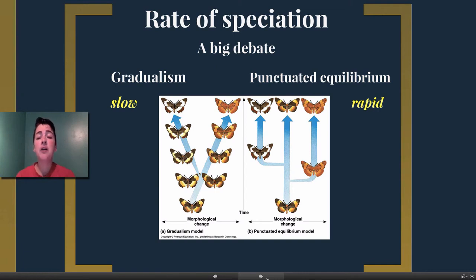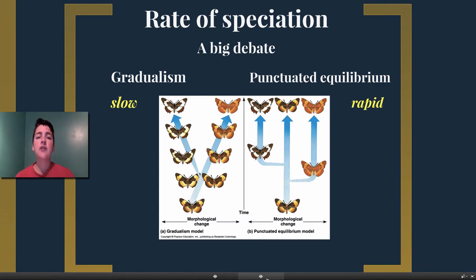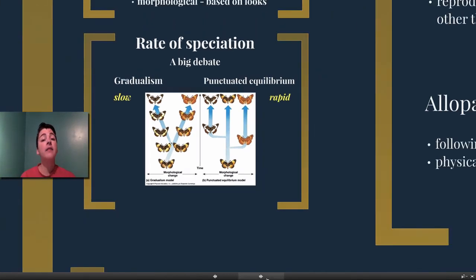Then we have punctuated equilibrium. Punctuated equilibrium is a little bit more rapid in its process, where there are big events that all of a sudden change the organism into a new species. This is a little bit newer school of thought that shows a rapid event changing that organism. And this is what you should know.